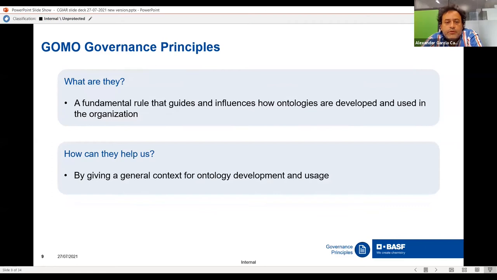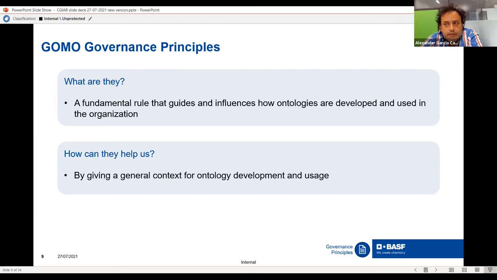And how can principles help us? Well, they help us by giving a general context for the ontology development and usage. Up to this point, I'm pretty sure that those of you who are familiar with OVO are starting to see some commonalities. And this is clearly because when I was conceptualizing this GOMO project, I was very influenced by OVO. But I was also very influenced by a much more pragmatic approach, which comes from schema.org and the experience in Bioschemas. So all of these three came together in my mind in the conceptualization of GOMO.